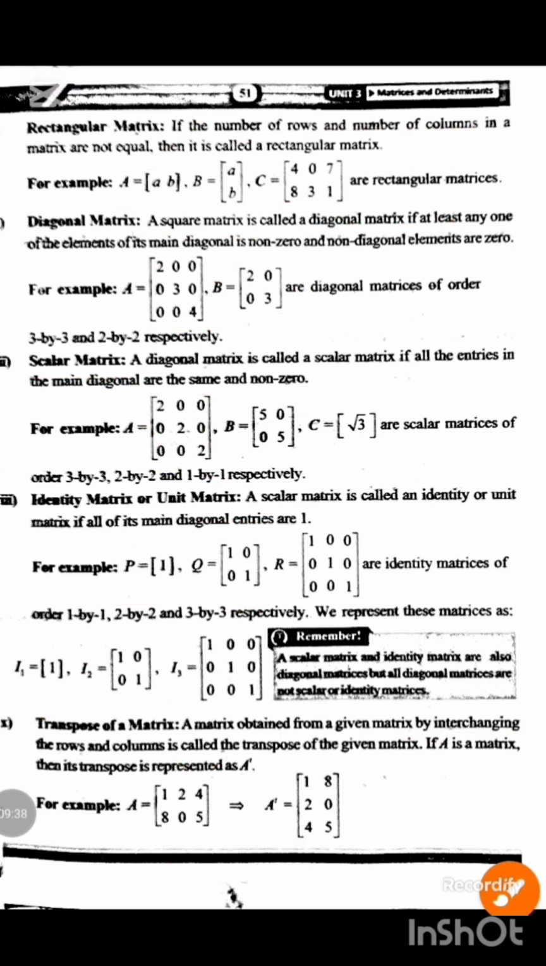For example, we have matrix A: 1 2 4 in the first row and 8 0 5 in the second row, and now we will find the transpose of this matrix A. 1 2 4 in this matrix is a row, and in the transpose it is changed into a column. 8 0 5 is a row, and you can see it is changed into a column. So this is the transpose of matrix A.